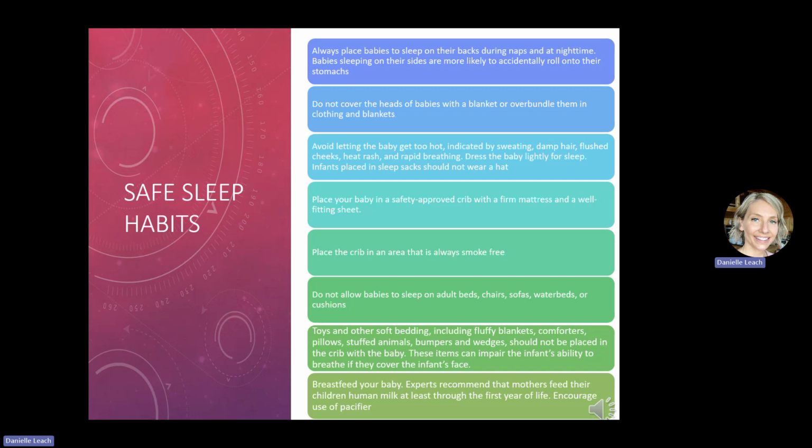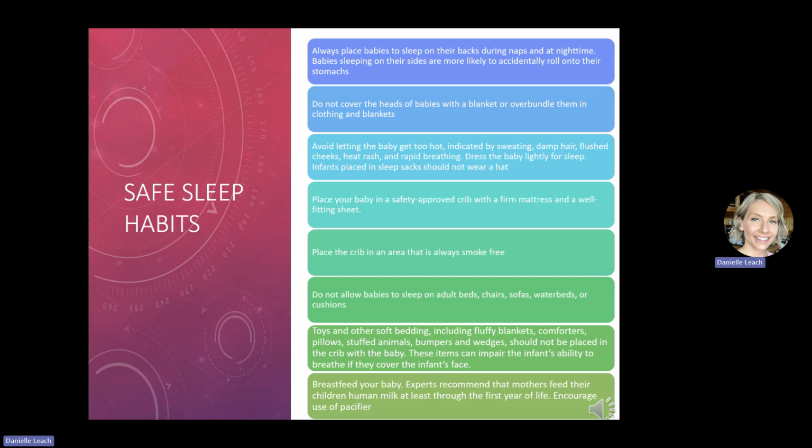This seems fairly obvious, not covering their heads with a blanket. And we also don't want to over bundle them. We want to avoid letting the baby get too hot by over bundling them. So if the caregivers see the baby with flushed cheeks, actually sweating, or breathing quickly, it could be a sign that they're too hot and that they need to remove clothing. So we want to dress the baby lightly for sleep, basically sort of the same as we would want to sleep ourselves.